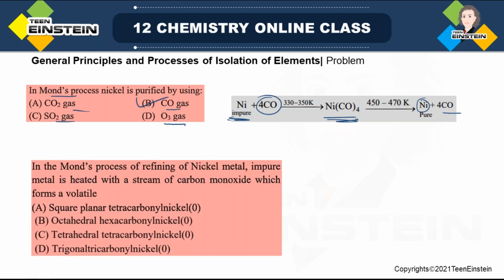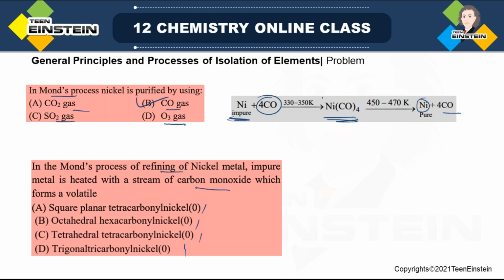Another question, this is also related to Mond's process. In Mond's process of refining of nickel metal, impure metal is heated with a stream of carbon monoxide. That is already mentioned, as we have just seen in the previous question. But here it is asking which forms are volatile. 4 different compound names are given. All are complex compounds, so we have to answer which one is correct.